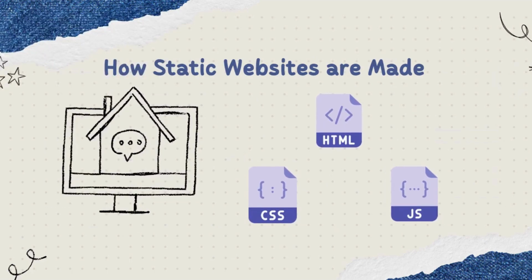So, how are static websites made? Static websites use HTML, CSS, and JavaScript. So what is HTML? HTML is the foundation of all websites. It structures the content on the web page by using various tags and elements. For example, we all know the H1 tags for headings, paragraph tags, and anchor tags for links. Then there is CSS. CSS is used to style the HTML content. It controls the layout, color, fonts, and overall look and feel.